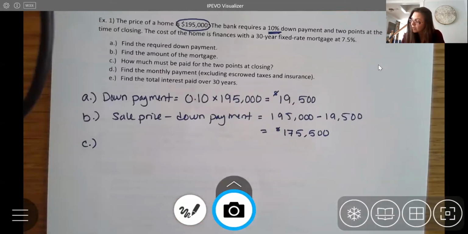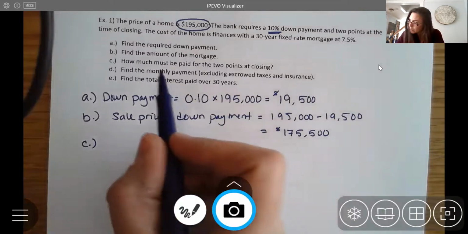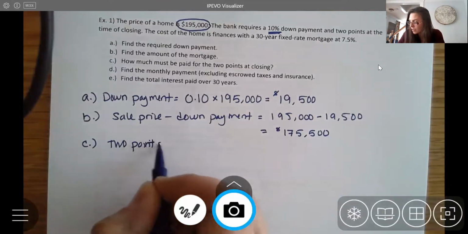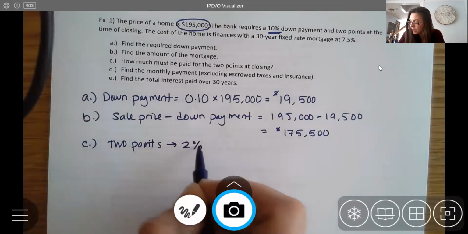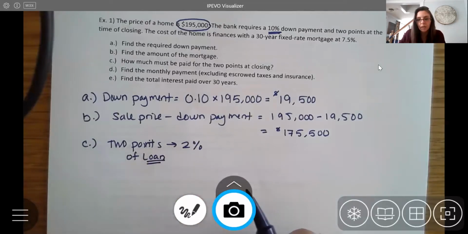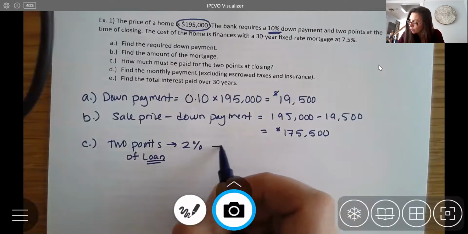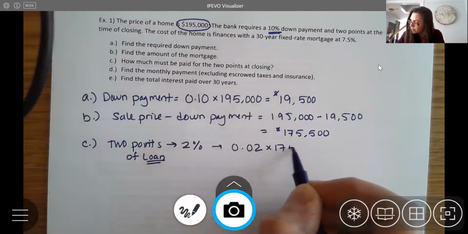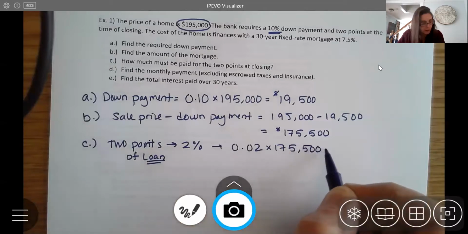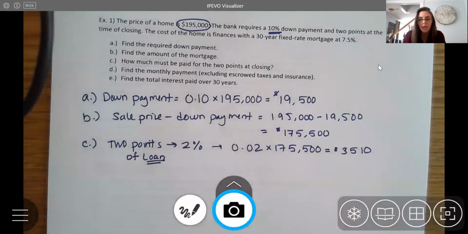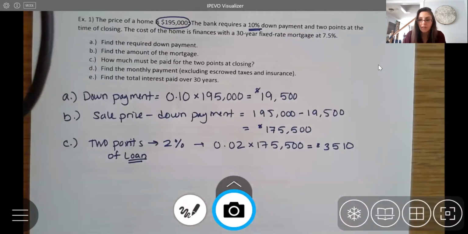Now, to get the interest rate of 7.5%, your bank is charging you 2 points. So how much are 2 points? Well, each point is 1%. So 2 points means 2%, and it's of the loan amount. So not of the sale price, of the loan. So you're going to do 0.02, make that into the decimal form, and we're going to multiply it by the 175,500, and you're going to get $3,510.